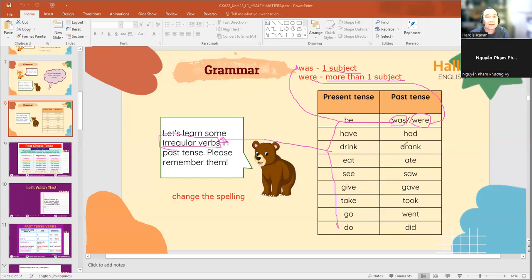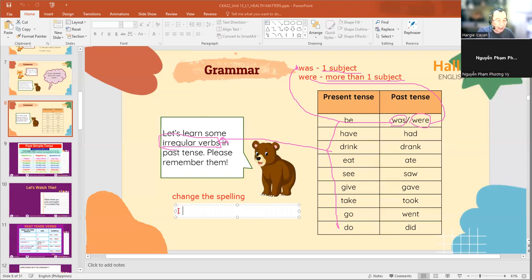When was one subject. When do we use were? Two or more than one subject. Yes, it's going to be more than one, two or more subjects. Okay. Now, let's try to use that in a sentence like this.